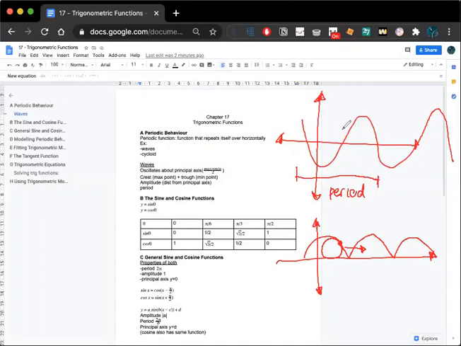Okay, so usually in periodic functions, we're going to go more into waves. So we're going to talk about that. A wave in general would always oscillate about the principal axis.